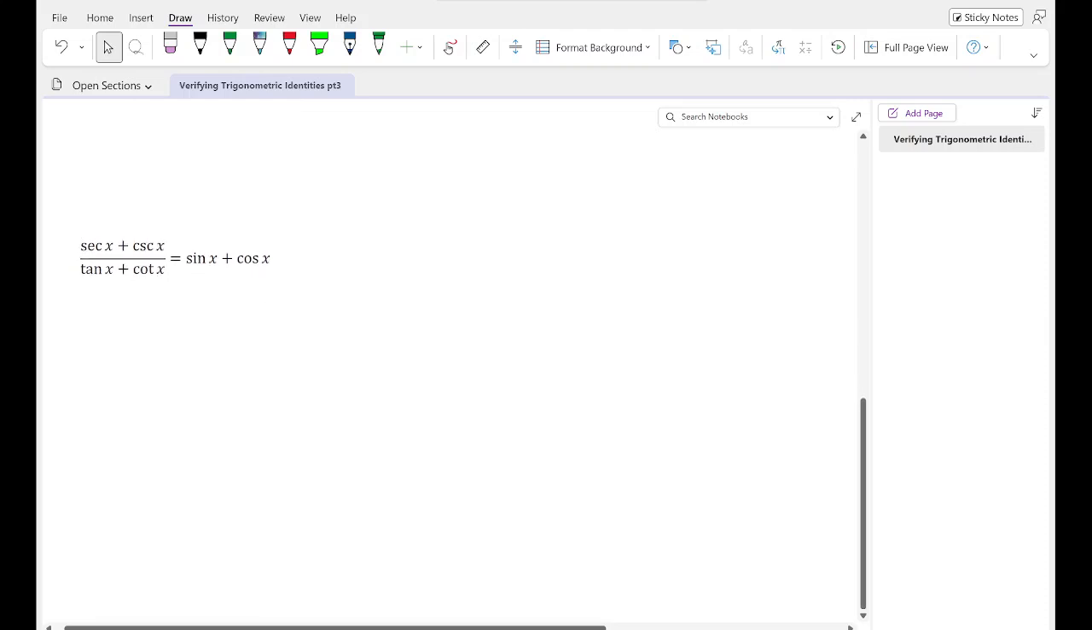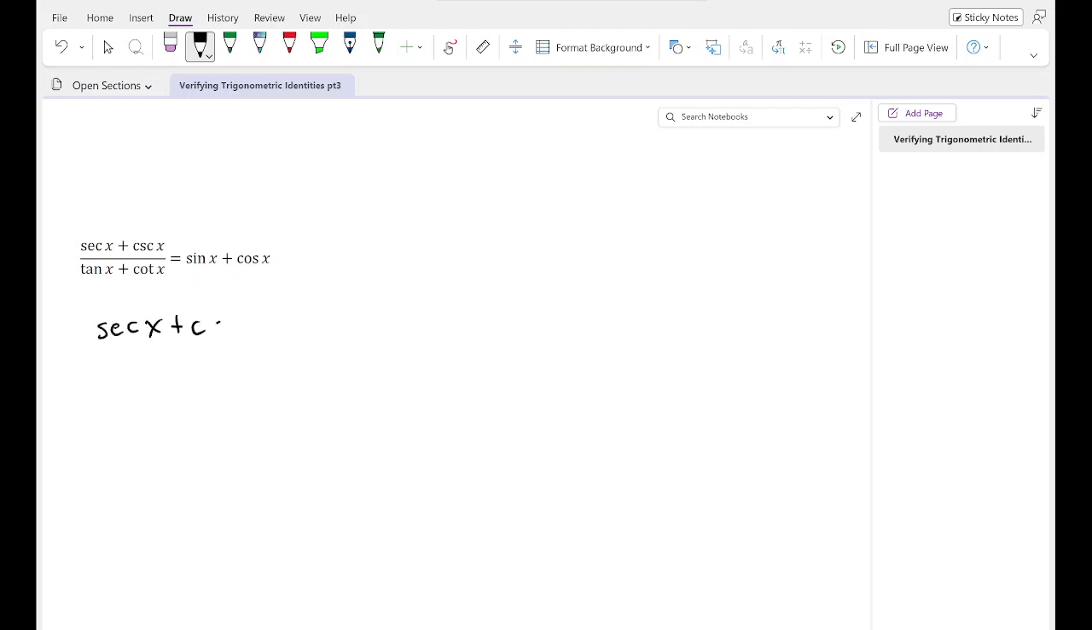How about this one here? Secant x plus cosecant x over tangent x plus cotangent x equals sine x plus cosine x. So a lot going on here. Again, start with the side with the most, which is going to be the left-hand side, and try and manipulate it down. So secant x plus cosecant x over tangent x plus cotangent x.